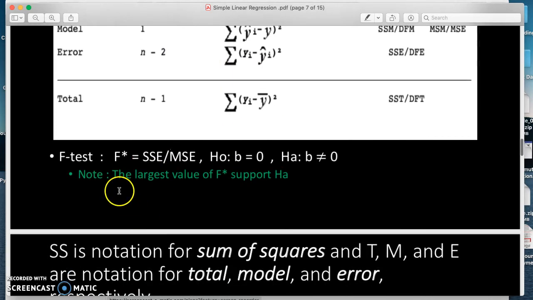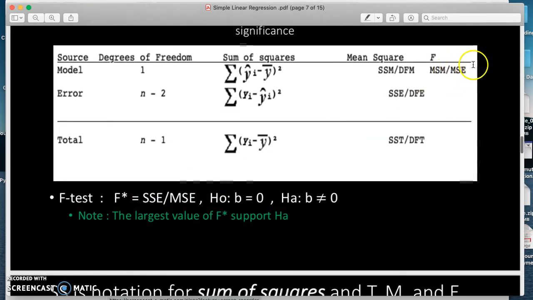Now the F statistic is basically going to be the mean square of the model divided by the mean square error. So the larger value of F supports the alternative. If you have a larger value of the F statistic, that means we go for the alternative, then we reject the null hypothesis.